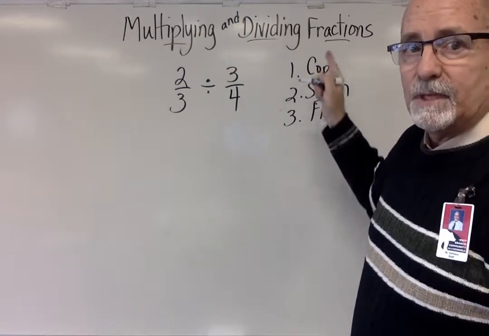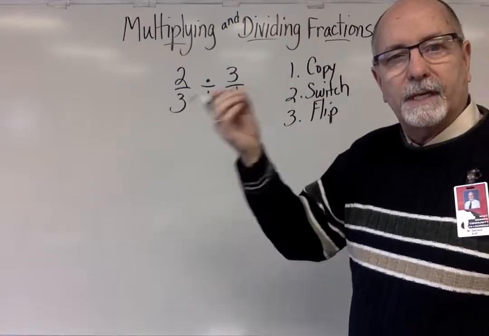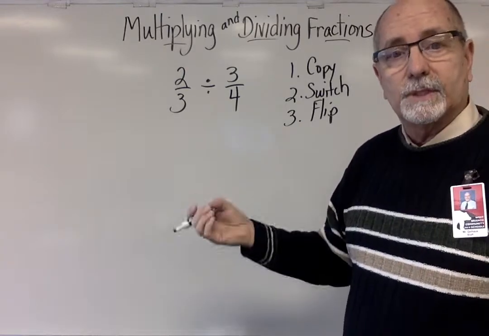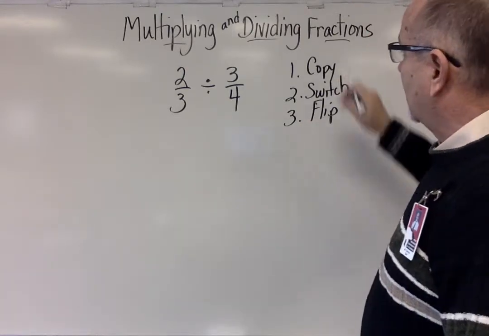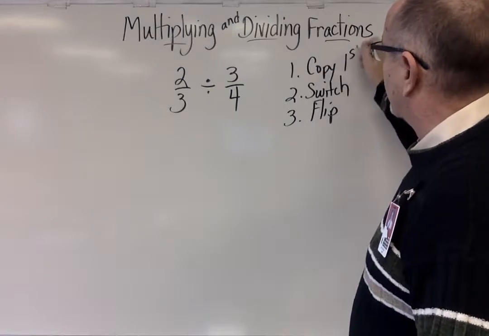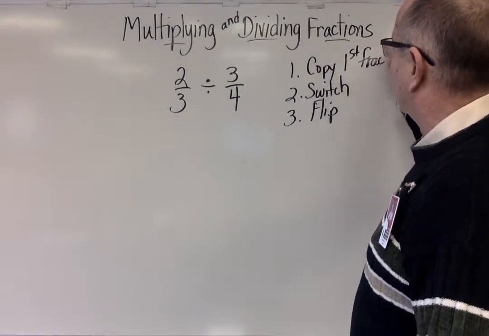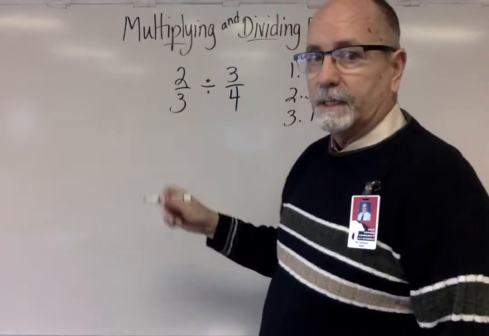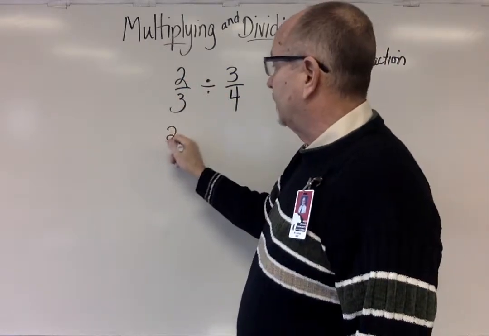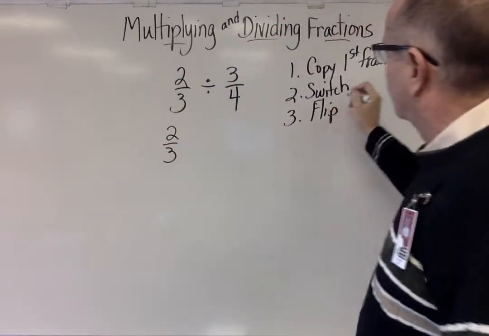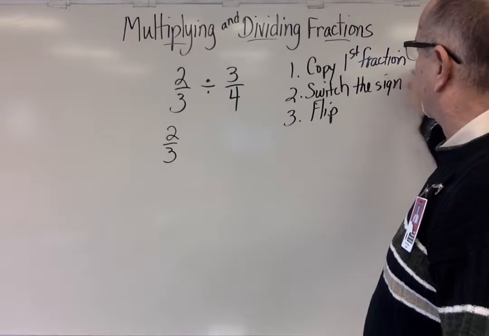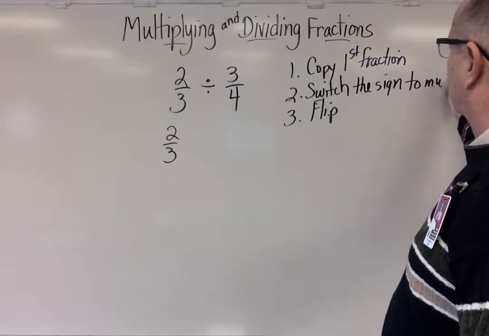Those 3 action verbs have meaning to what we do when we divide fractions. When we say copy, switch, flip, it can be sort of a little catchphrase in your mind, but you have to understand what the copy means, the switch means, and the flip means. The copy means copy the first fraction, and the first fraction is always the one to the left as we read in English, left to right. So we copy the first fraction, and we switch the sign. It's switching the sign to multiplication.